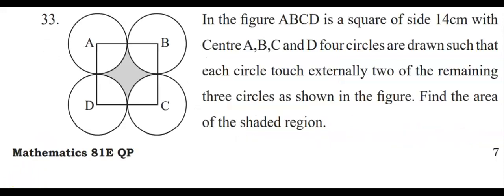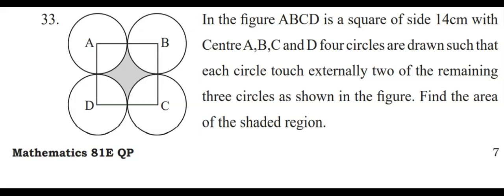This is the areas related to circles topic. In the figure, ABCD is a square of side 14 cm with centers A, B, C and D. Four circles are drawn such that each circle touches externally two of the remaining three circles as shown in the figure. Find the area of the shaded region. As you can see, we have drawn a square of length 14 cm. A is the center of this circle, B is the center of this circle, C is the center of this circle, D is the center of this circle.